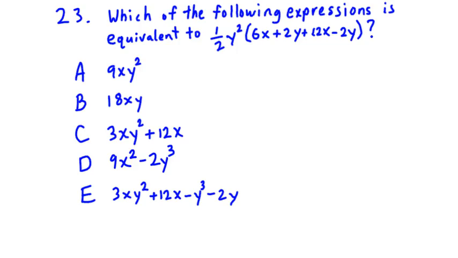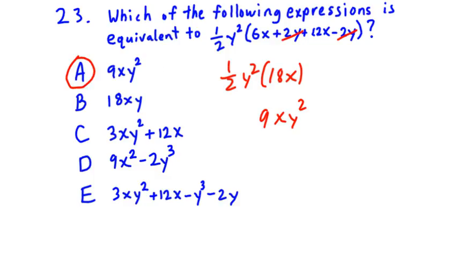Next, 23. Which of the following expressions is equivalent to 1/2 y squared times (26x plus 2y plus 2x minus 2y)? So we can cancel out the 2y minus 2y. What we have left is 1/2 y squared times 18x inside. Well, 1/2 of 18 is 9, so we have 9xy squared. So our correct answer to this is A. Next.